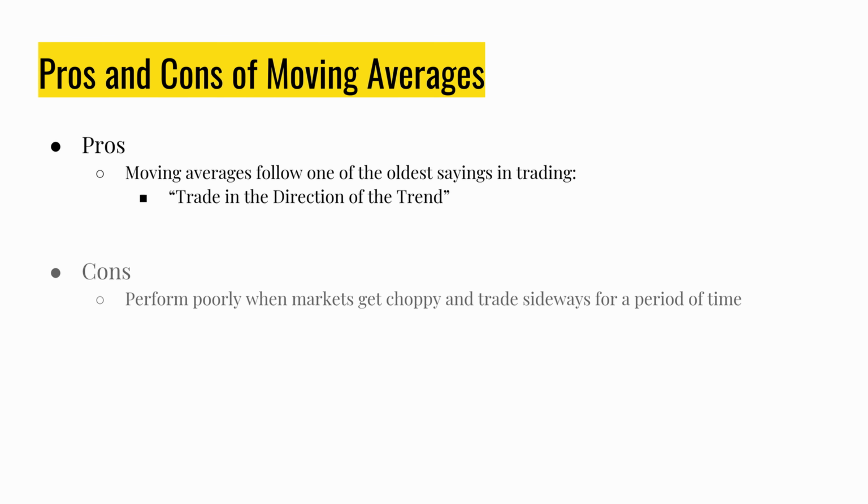On the other hand, the major drawback of a moving average is that they perform very poorly when the market gets choppy or when the market starts trading sideways. Statistically, the market is consolidating over 1/3 of the time, so using moving averages as your sole indicator would be pretty bad.